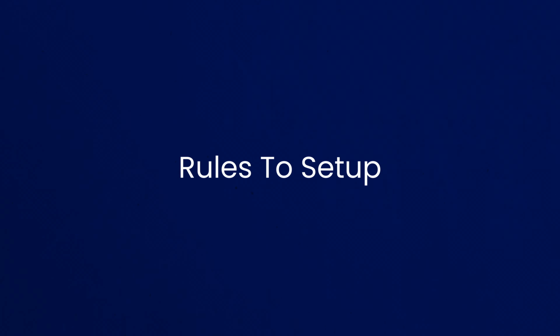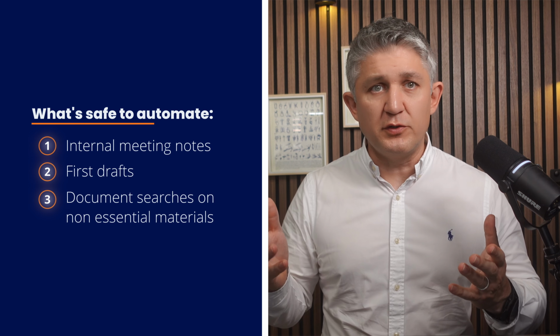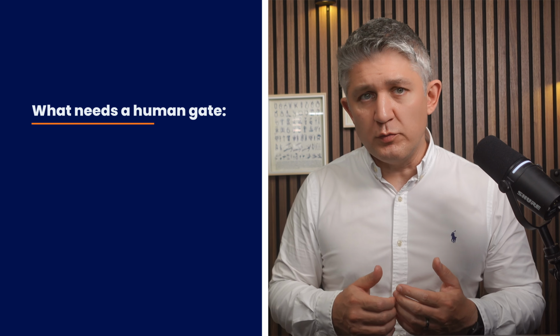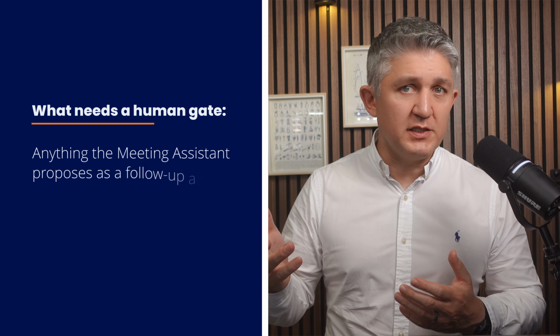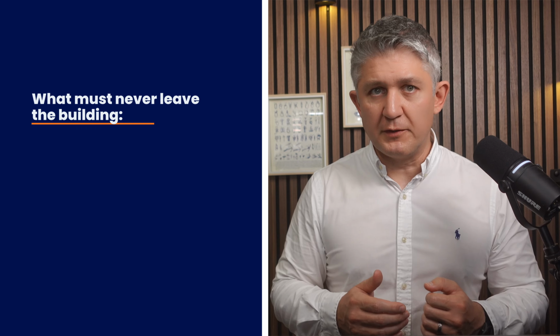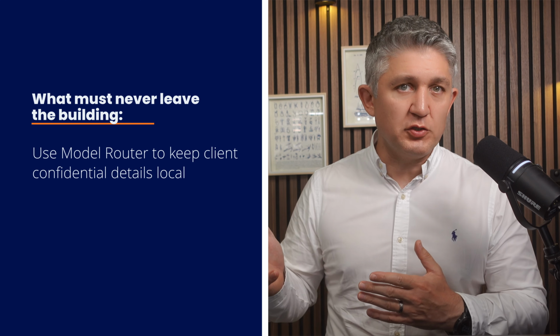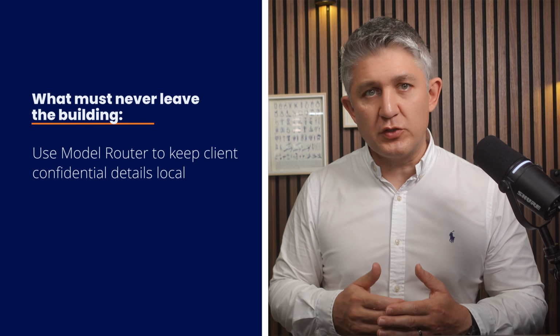It's for you to decide what is safe to automate. Consider internal meeting notes, first drafts, and document searches, non-essential materials that could stay local and have zero exposure, and your local hardware can already handle it. You should consider a human gate on anything that the meeting assistant proposes as a follow-up action. Just one quick look and one-click approval before anything automatic triggers. You should also consider what should never leave the building and define that in the model router as a rule. Tag anything client confidential and block it from ever routing to a cloud model.